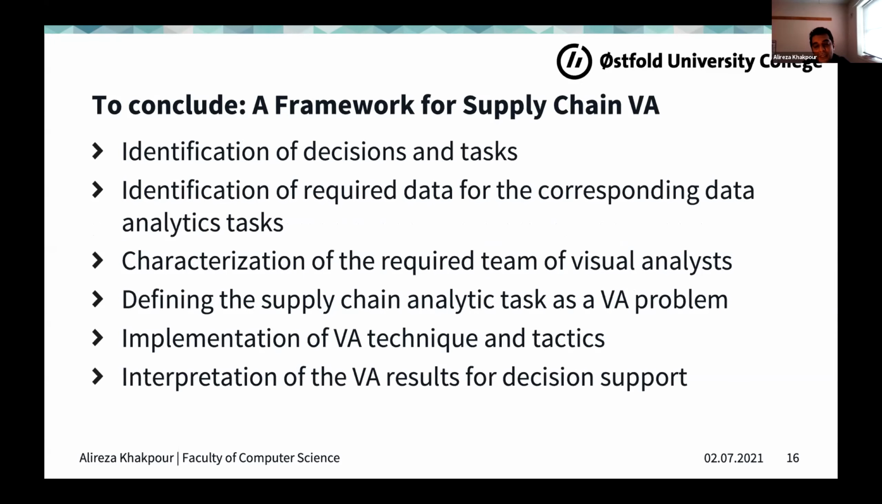So to conclude, in this project, we are developing a framework for supply chain visual analytics that should include identification of decisions and tasks that should be supported with the help of data analytics and visualization, then identification of required data for the corresponding visualization tasks, characterization of the required team of visual analytics, defining the supply chain analytic tasks as a VA problem, implementation of VA techniques and tasks, and finally, interpretation of the VA results for a decision support system.